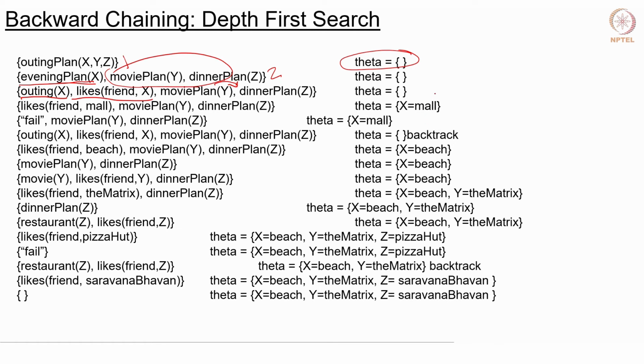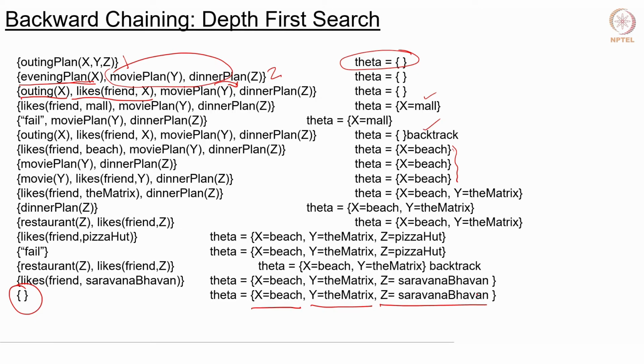And then it will try through various things. As you can see, it will try the mall, and it will find that every option that you tried with the mall did not work. Then you would backtrack and try the beach, and then a little bit of trial and error will happen, and eventually you will come up with a plan. At which point you will find that you have the empty goal set and you have the solution: x equal to beach, y is equal to the movie The Matrix, and z is dinner at Saravana Bhavan.